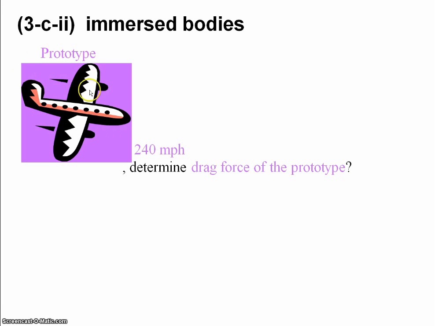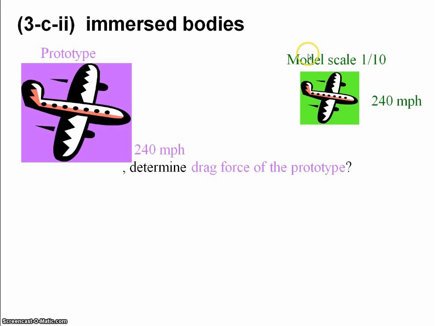So instead of using the prototype, which is a real case, an actual structure, now we build a small model, 1 to 10 ratio. We also require the model be tested in a wind tunnel, for example, at 240 miles per hour. Now, if the model drag is 2 pounds, would we be able to determine the drag force of the prototype? This 2 pounds is determined from a wind tunnel, which is easy, using some kind of instrument, like a strain gauge, for example.